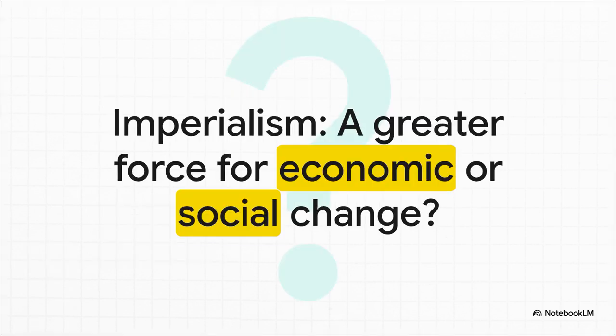Let's wrap up with one final challenge to get you thinking like a historian. To what extent was imperialism a greater force for economic change than for social change in the 19th century? I want you to pause and actually try to outline a response. You'd have to weigh the evidence, compare the creation of these new global economies against the creation of new racial hierarchies and the massive social disruption of migration. There isn't one simple right answer. The skill is in building your argument with solid evidence, and mastering that skill is what will get you a 5 on the exam.